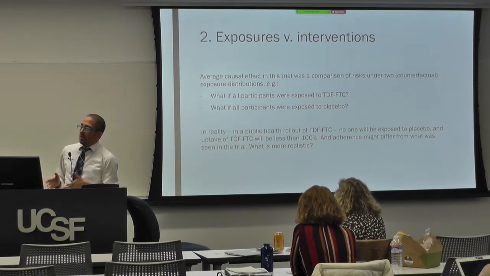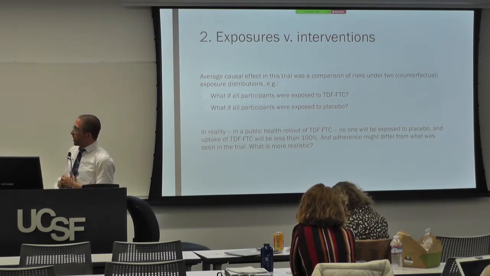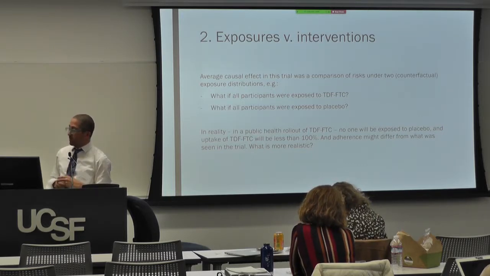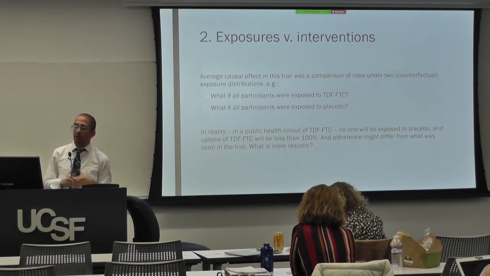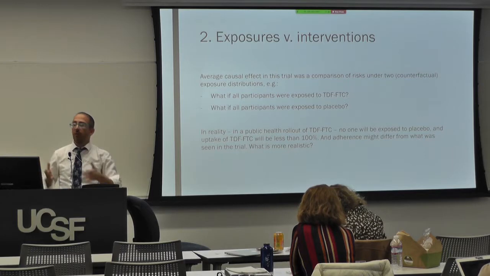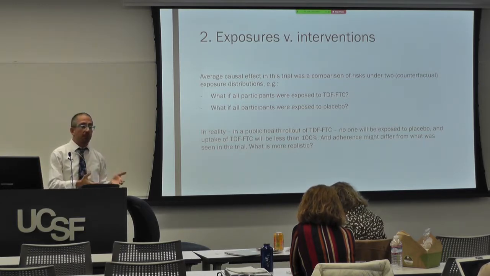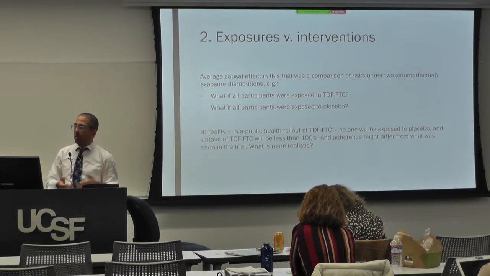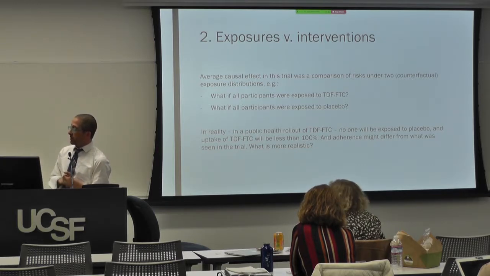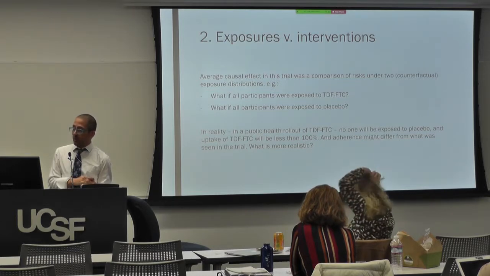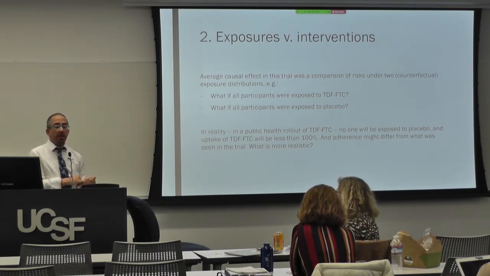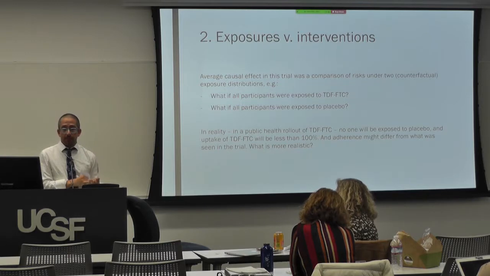And then the average causal effect in the trial, in the PrEP trial, was a comparison of risks under, well, 3, I guess, but 2 counterfactual exposure distributions. What if all participants were exposed to active PrEP? What if all participants were exposed to placebo? But in reality, no one's going to be exposed to placebo, right? We're not rolling out placebo across the land. And uptake is not going to be 100%.